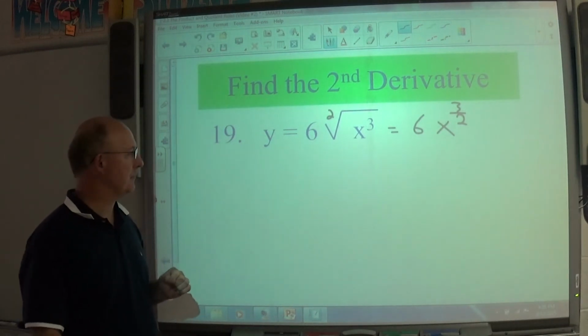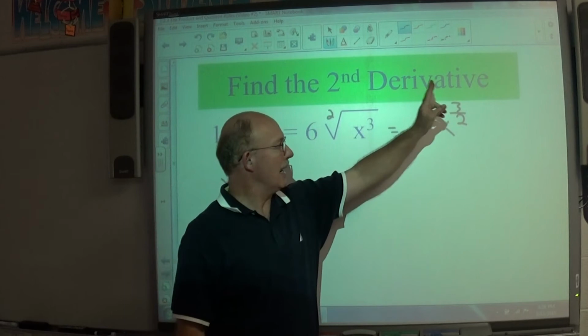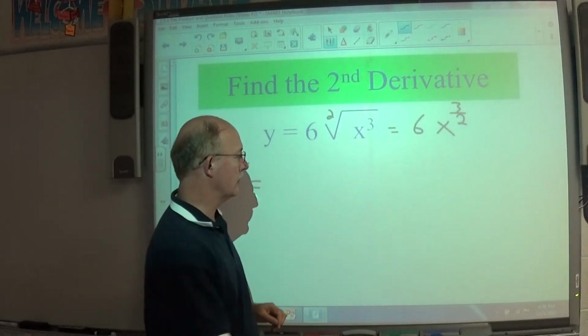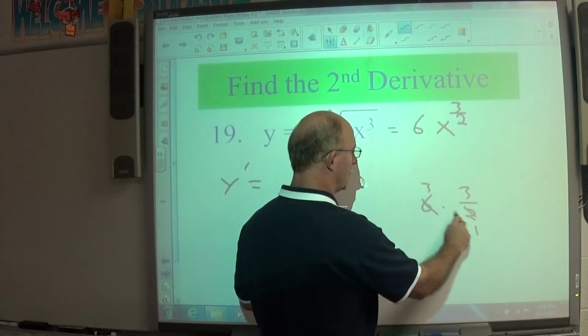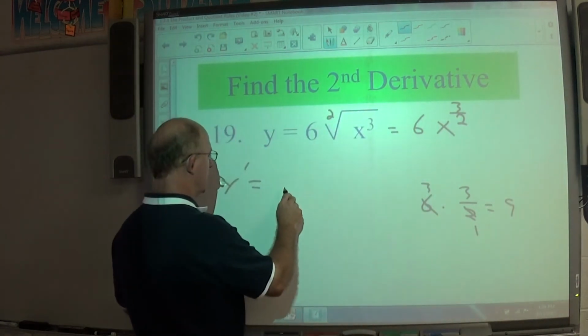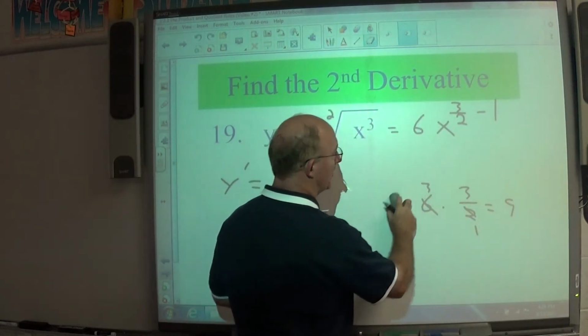Now as we get our derivative, the first derivative, you got to take your exponent times the coefficient. So 6 times 3 over 2, 2 reduced to 1, this reduced to 3, it gives us 9. So this would be 9x to the, now you got to subtract 1 from your exponent now.